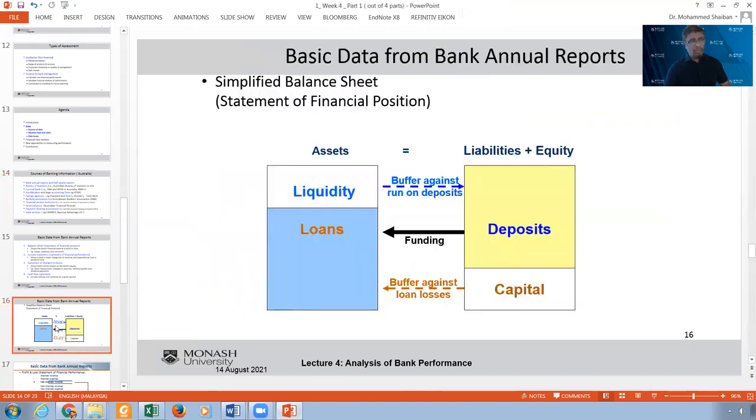Okay, let's go to the balance sheet. How does it look? Most of us know it. We have the asset side, which is the loans and the liquidity. We can have some investments. On the liability side, we have the deposits and the capital, and the capital is a buffer against loan losses.